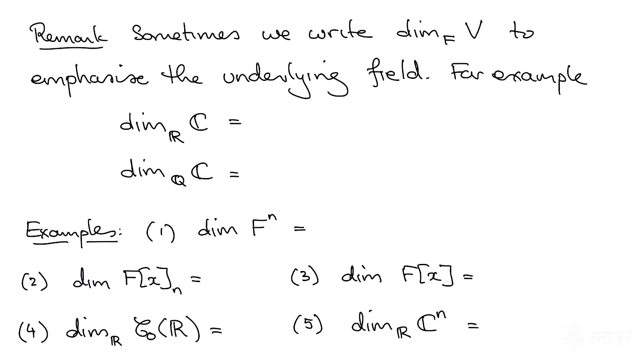A remark here: sometimes we'll write dimension with a subscript of the field, to really emphasize, especially if there's any ambiguity whatsoever as to what the field of the vector space is meant to be. A good example is the dimension of C. If I just write dim C, well, unless I've explicitly said what field I'm considering C as a vector space over, then I can't answer the question. So if it's considered as a real vector space, so C as a vector space over the reals, what is its dimension?